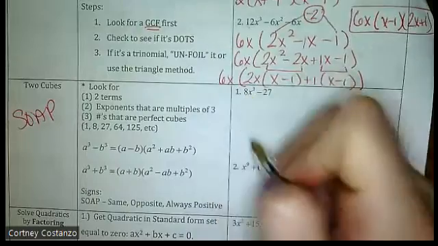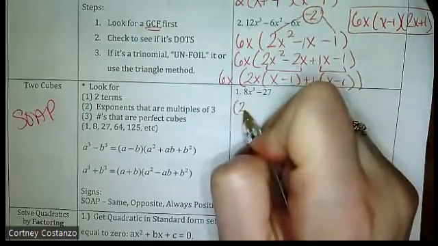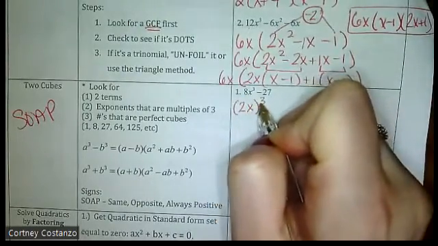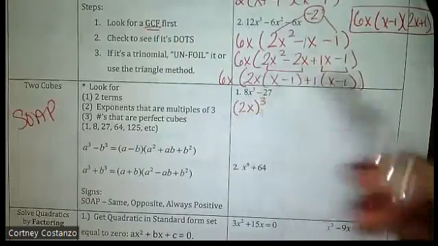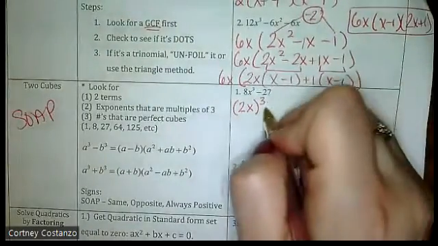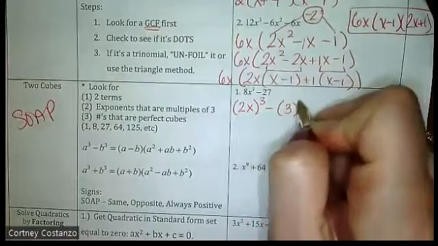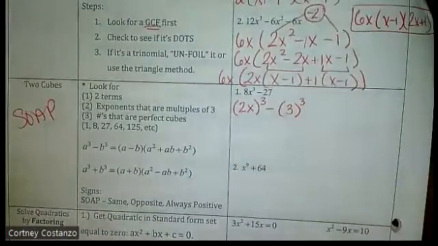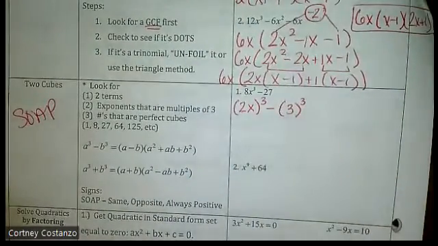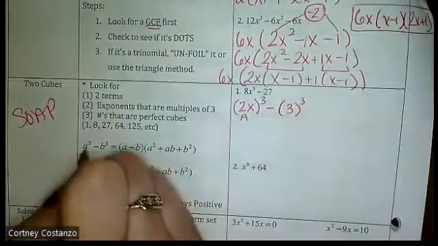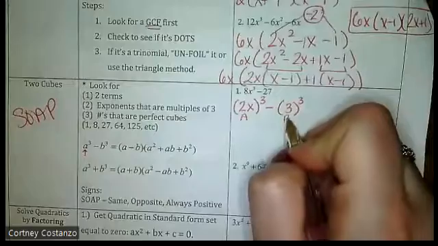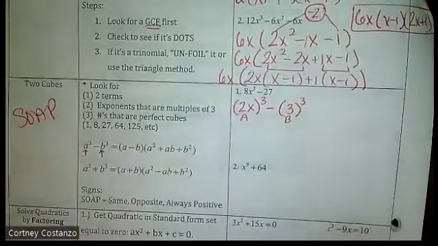2 times 2 times 2 is 8. So 2x cubed: if I did 2 to the 3rd power, that would give me 8. X to the 3rd power would give me x cubed, obviously. 27 is 3 times 3 times 3, so 3 cubed is 27. But now that I have these split like this, 2x is what we're going to represent as our A, and 3 is going to be represented by B.